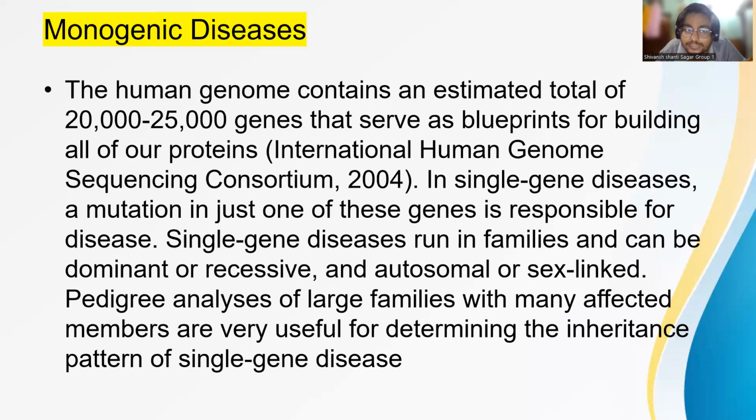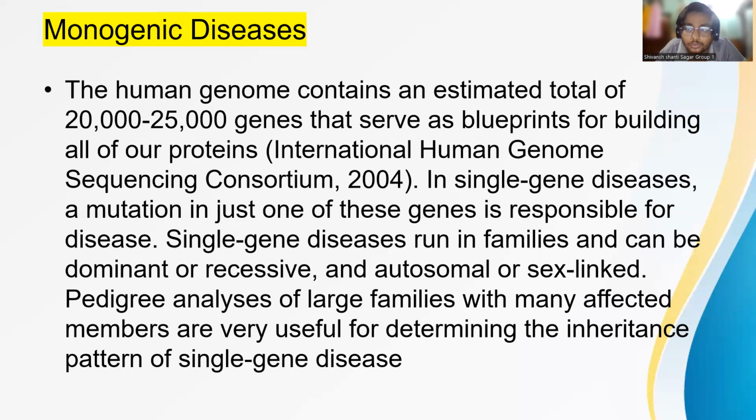So, what are monogenic diseases? In the human genome, it is established that there are around 20,000 to 25,000 genes that serve as the blueprint for building all our proteins. In single gene disease, a mutation in just one of these genes is responsible for the disease to occur. The single gene diseases run in a family and can be dominant or recessive. An autosomal or sex-linked pedigree analysis of a large family with many affected members is very useful to determine the mode of inheritance and the pattern of single gene diseases.